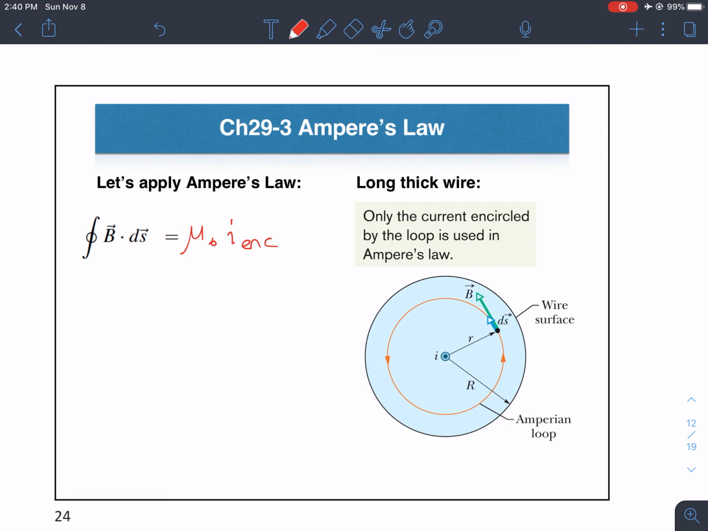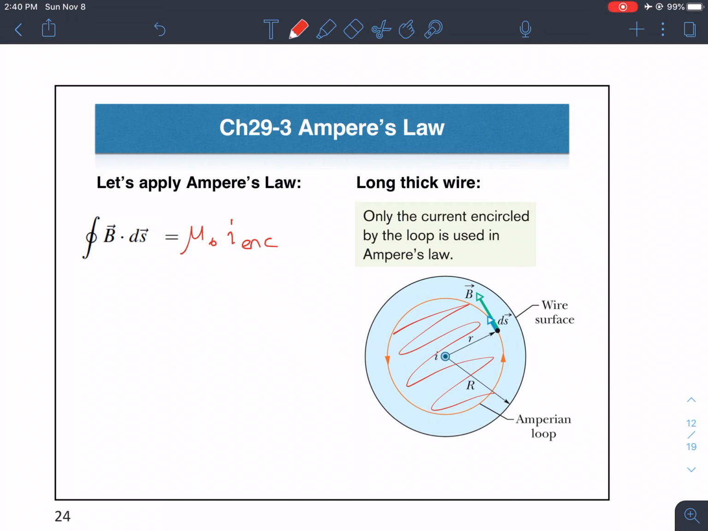In this case, I enclosed is a little different than what we had before, because earlier the Amperian loop, that orange loop, covered the entire current, so it was easy to replace I enclosed with simply I. But now I is the total current, and it covers that entire blue area. The cross-sectional area we need to take now is not the whole thing, it's just this part.